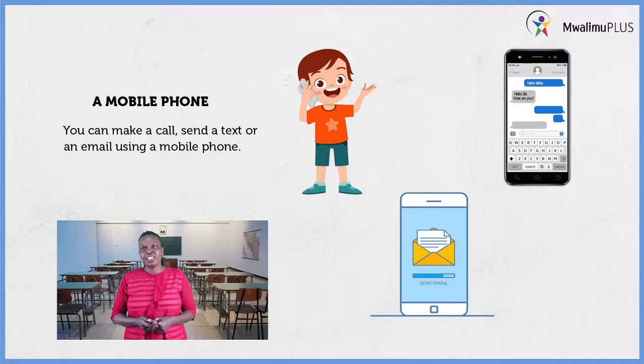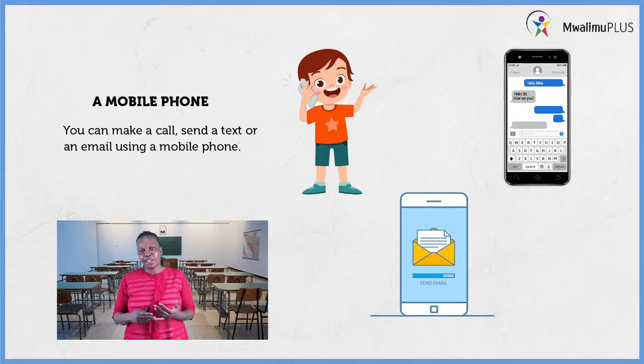We continue reading the passage. On the screen, you can see we have a person making a call. Down there, we have a phone whereby an email is being sent through that phone. Up there, we have a mobile phone where a message has been texted on the phone. So, let's read the passage. You can make a call, send a text, or an email using a mobile phone. Those are just a few examples of how you can communicate using a mobile phone.